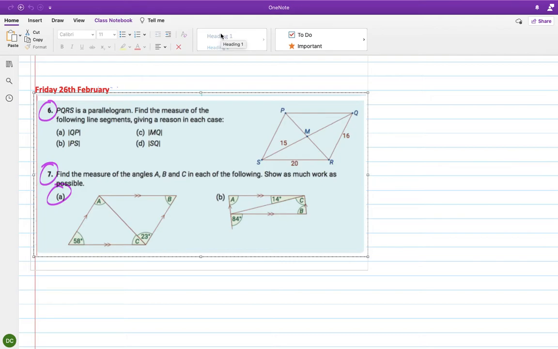So PQRS is a parallelogram. Find the measure of the following segments and give a reason for each answer, or give a reason in each case. Okay, so QP. QP is along the top there, and I might just do it out to the side. So QP is equal to 20. And how do we know?